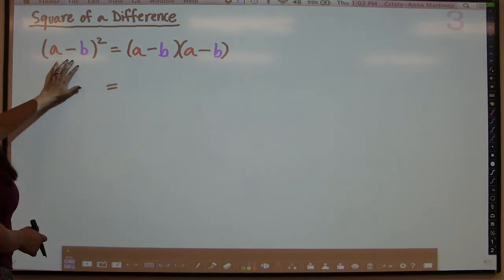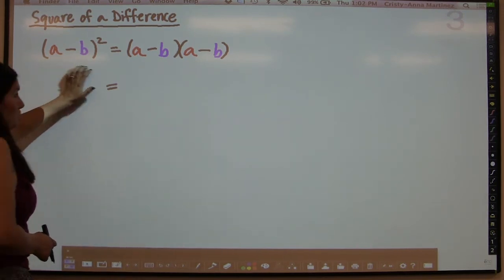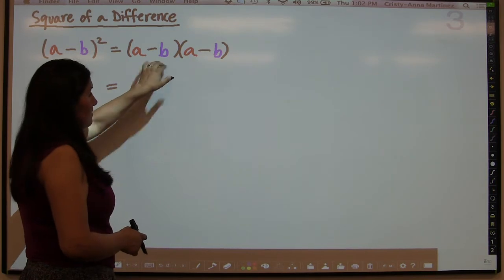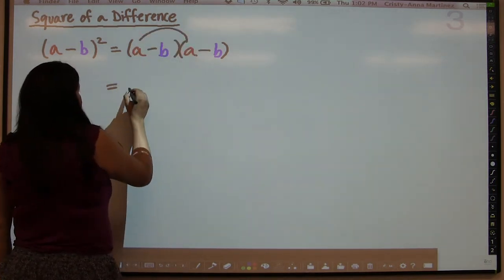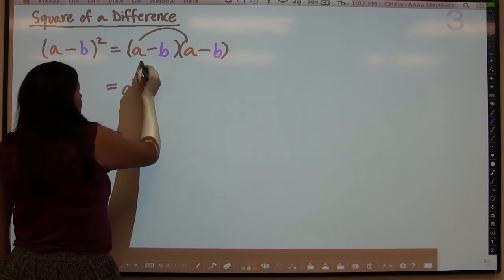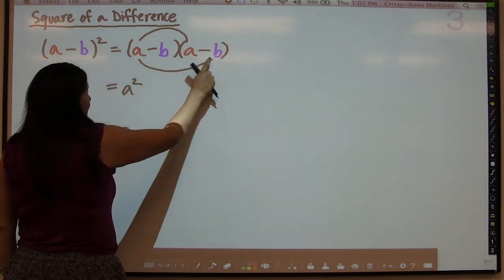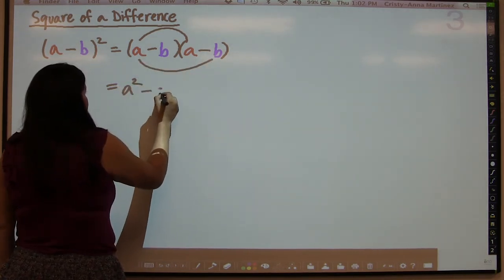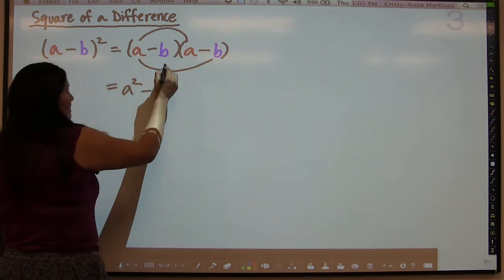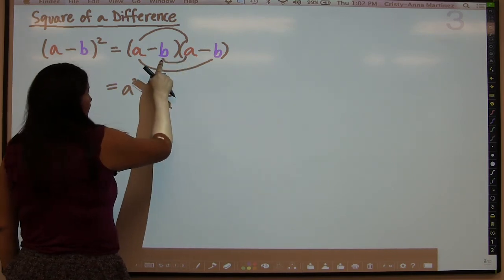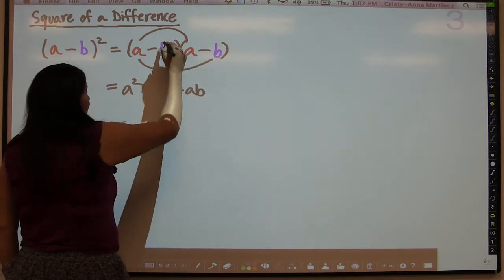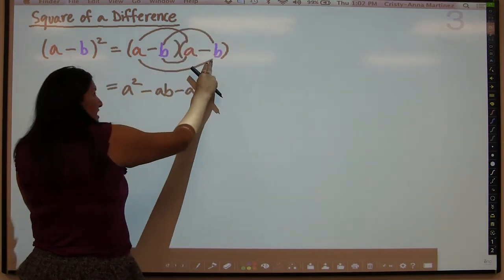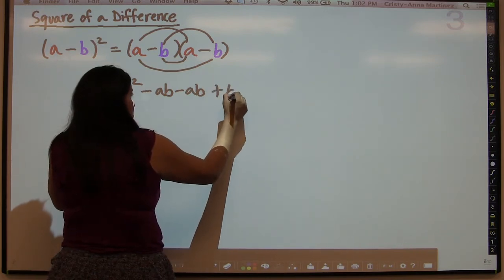So again, a minus b quantity squared means that you're multiplying it by itself. So a minus b times a minus b. And if you use FOIL, first times first is a squared. Outside times outside is positive a, negative b. So it's going to be a negative ab. And then inside times inside is positive a, negative b. So you have another negative ab. And then last times last is going to be negative b times negative b, which is actually positive b squared.